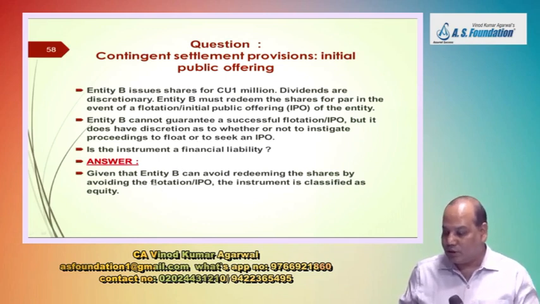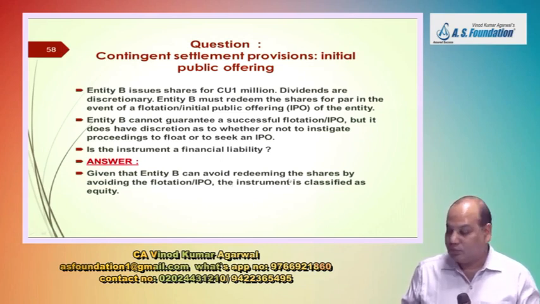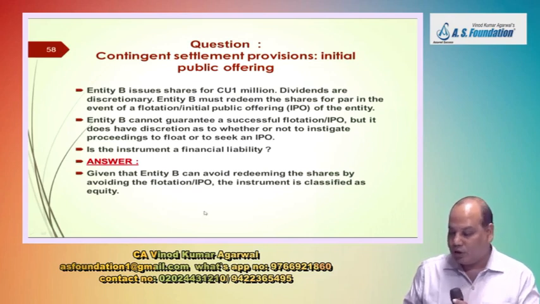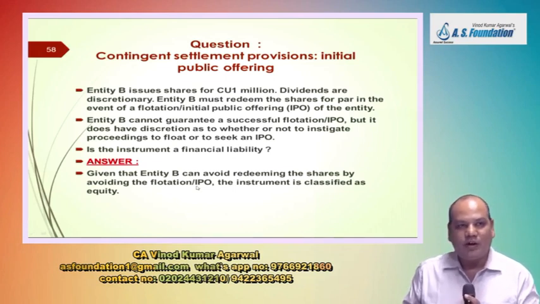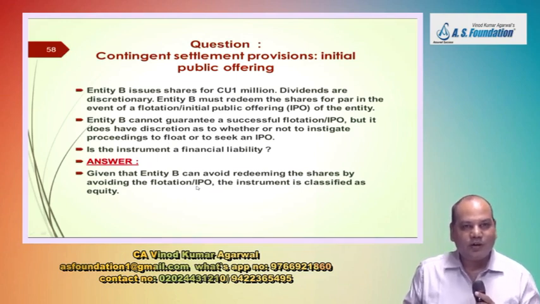So the answer is given that entity B can avoid redeeming the shares by avoiding the flotation or IPO. The instrument is classified as equity.